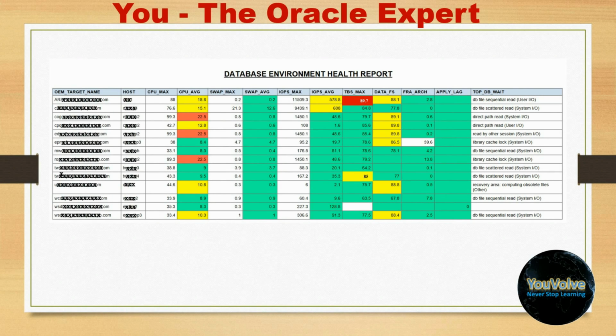Now, if your email server configuration is properly done in the BI Publisher reports, you should be able to receive a report like this that I'm displaying. This is a regular report that I am receiving for some of the critical databases, and I hope that a report like this will be useful for you also.